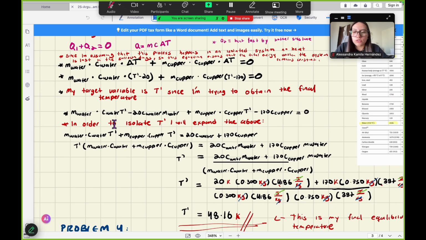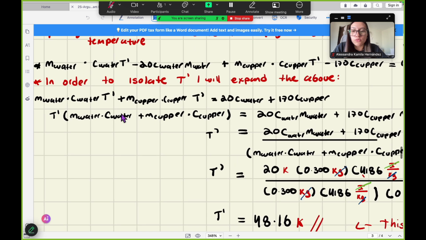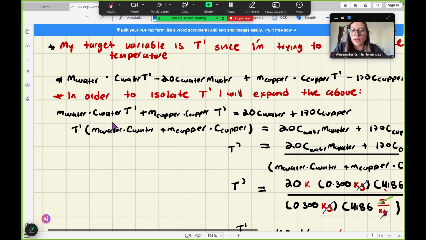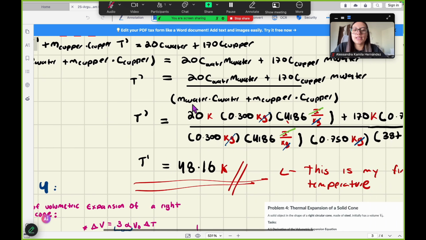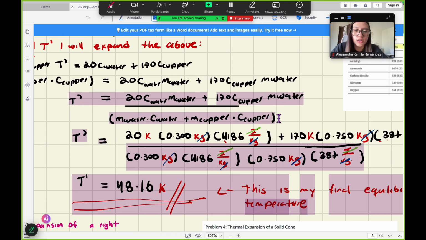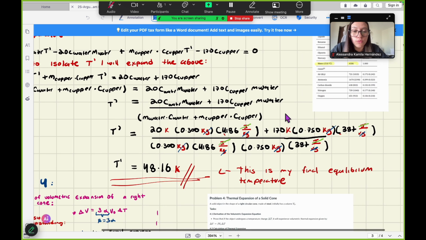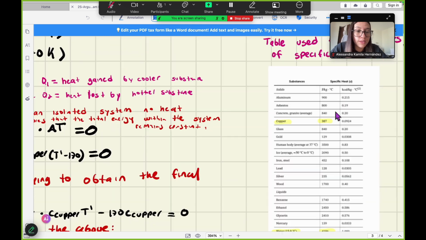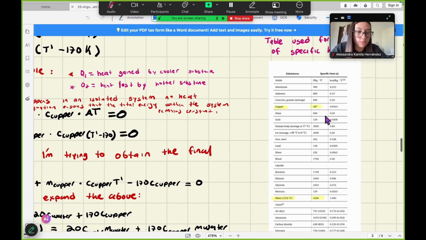And now I just try to find how to solve for T prime. So I do a lot of algebra, and at the end I obtained this mathematical model. The values I used for the specific heat of copper and water, I took from this table.